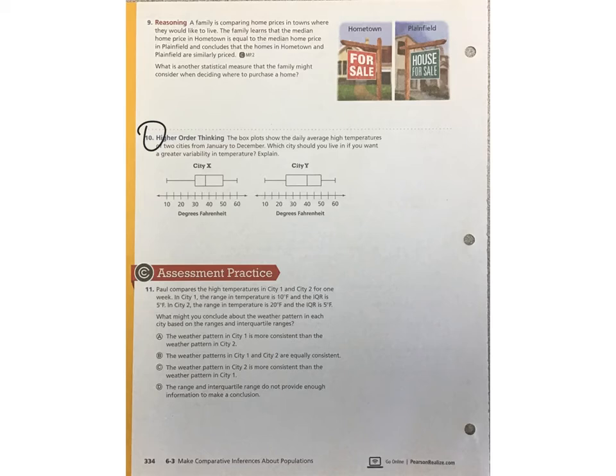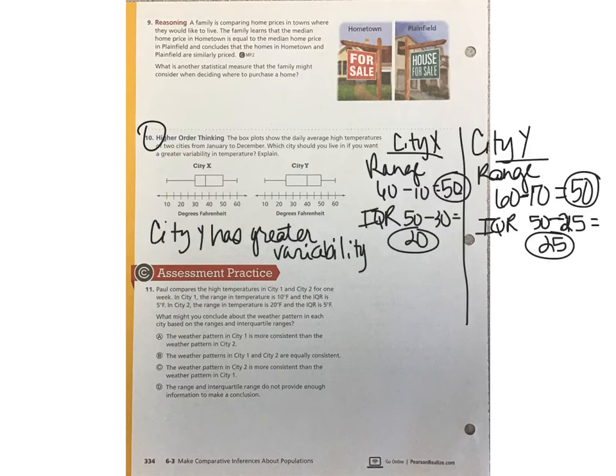The last question I want you to try is question 10. The box plots show the daily average high temperatures of 2 cities from January to December. Which city should you live in if you want the greater variability in temperature? Explain. Examine the box plots for city X and city Y. See if you can determine which city has greater variability in temperature. City Y is where you should live if you want greater variability in temperature.